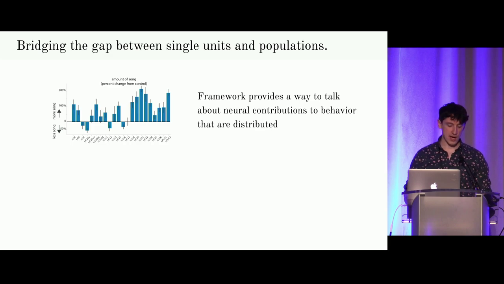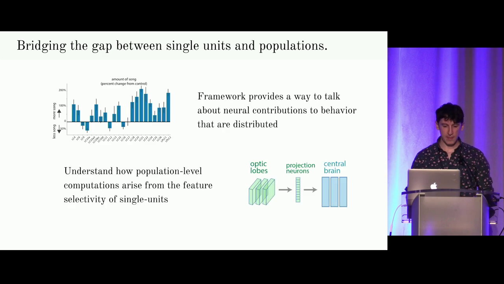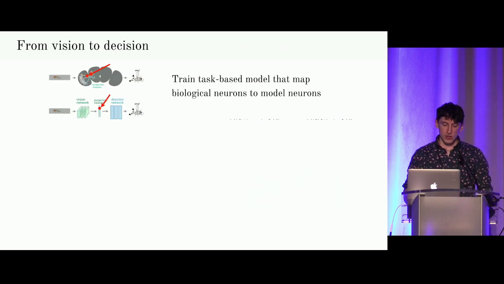Since this is a short talk, I didn't have time to emphasize some other aspects of the model that I think are really important, such as that this is a framework that allows us a way to talk about neural contributions to behavior when neural activity is distributed, which it often is, and that this will allow us to understand how population-level computations arise from the feature selectivity of individual units, which I think is a very fundamental question in neuroscience.